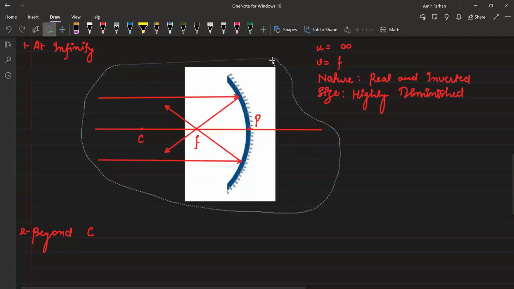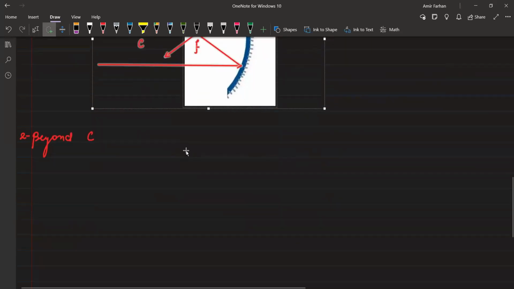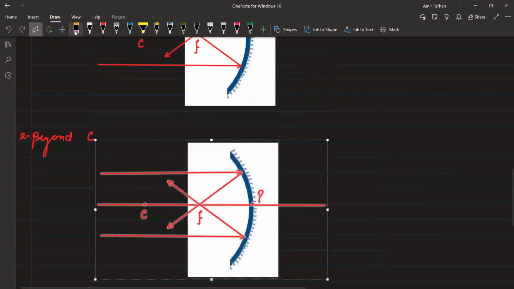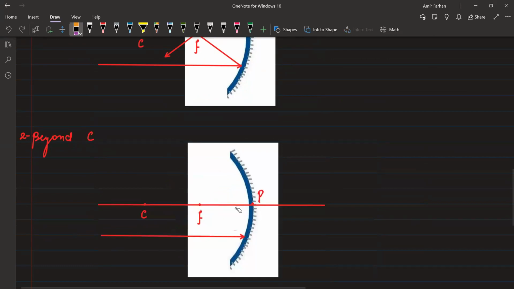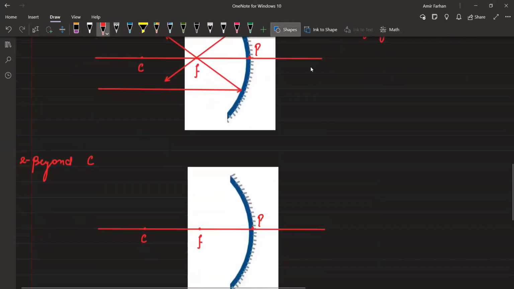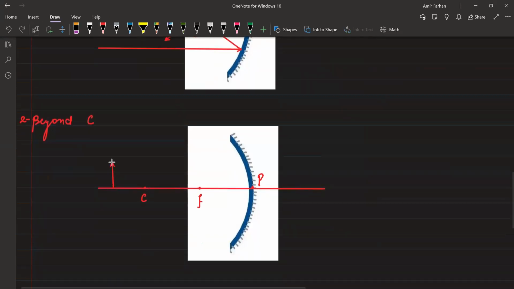So let me copy this thing. Everybody is drawing in your notebook, yes or no? Yes, sir. Yeah, it is very important. So now your object is somewhere here like this. Your object is placed like this. Clear, everybody? It is beyond C, yes or no? It can be anywhere beyond C, but it should be beyond C. Okay, very good.